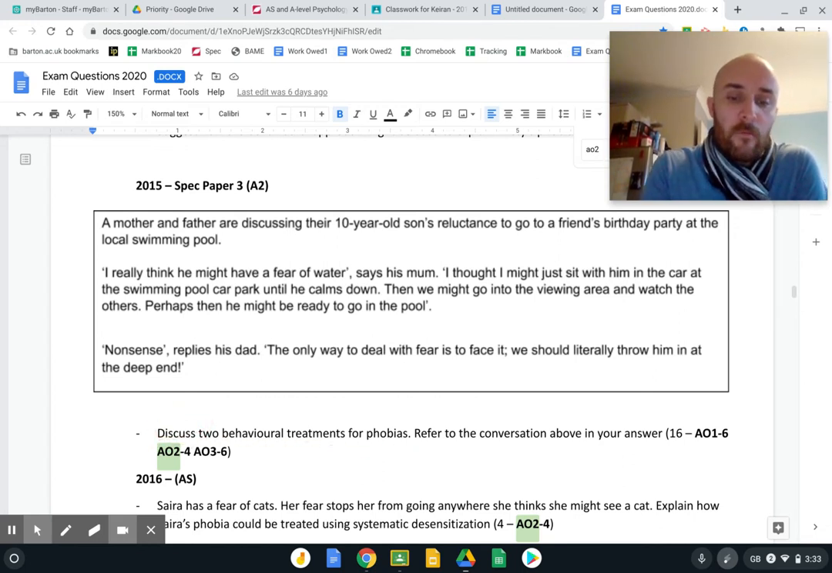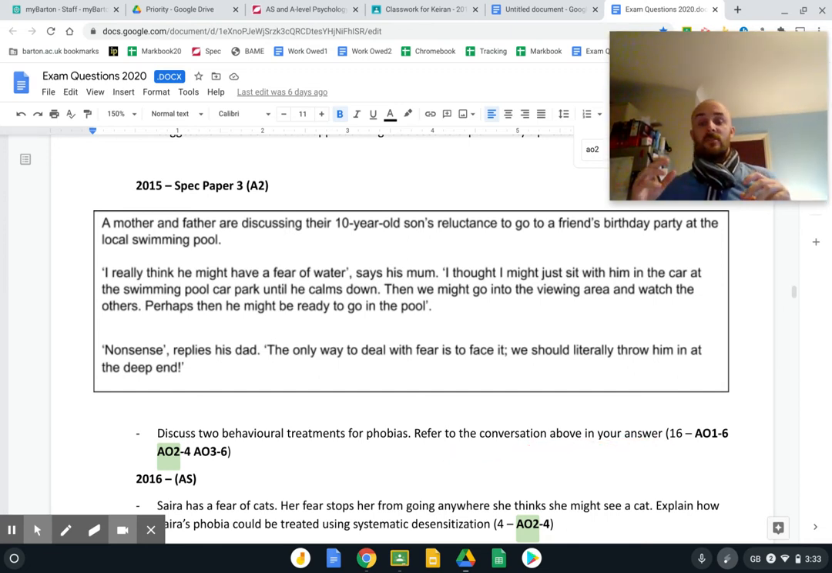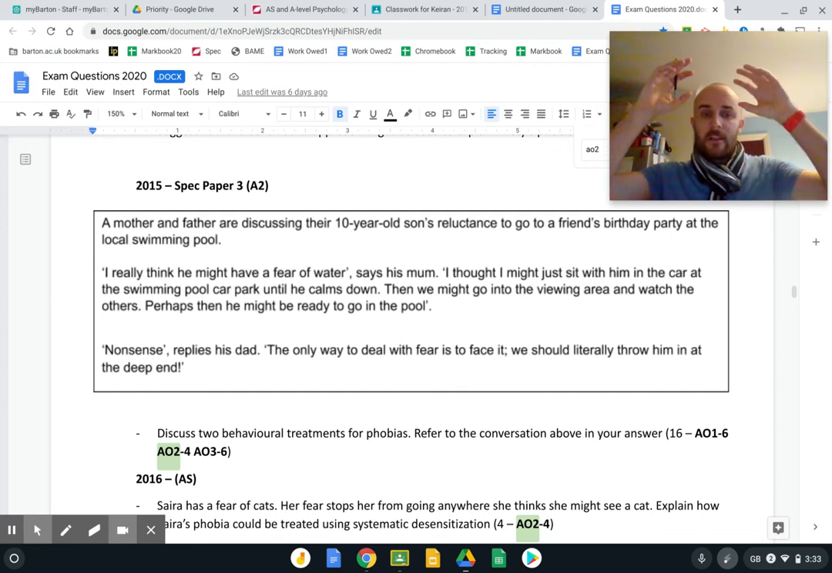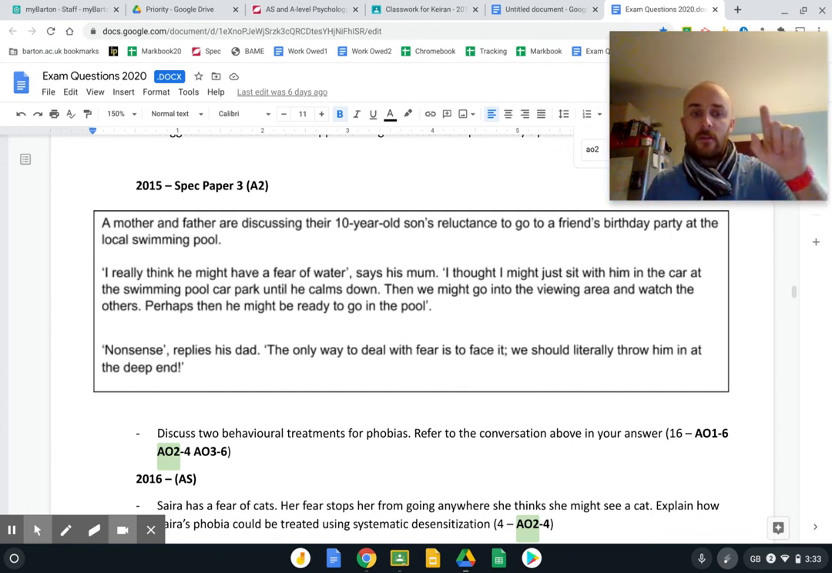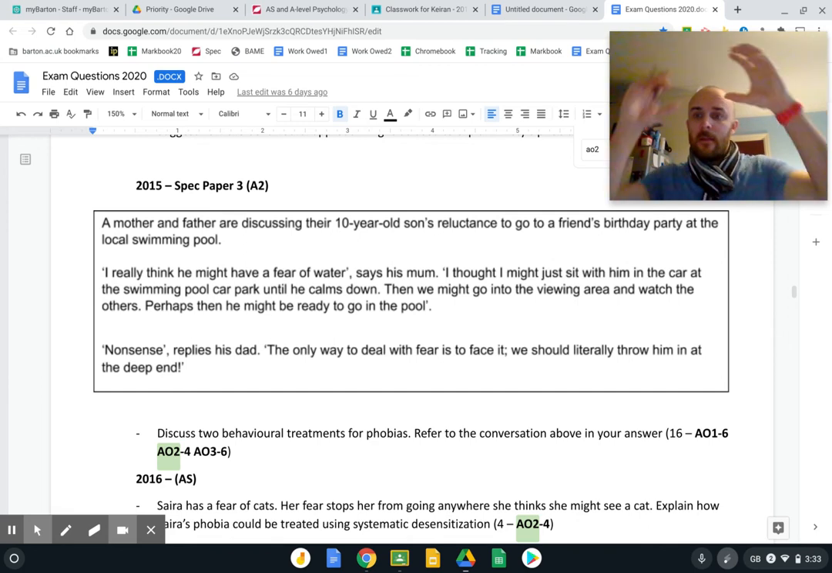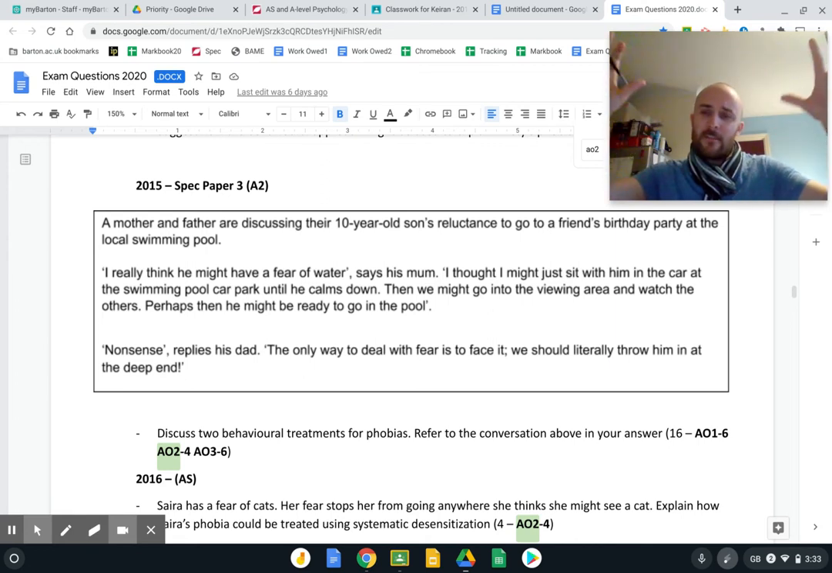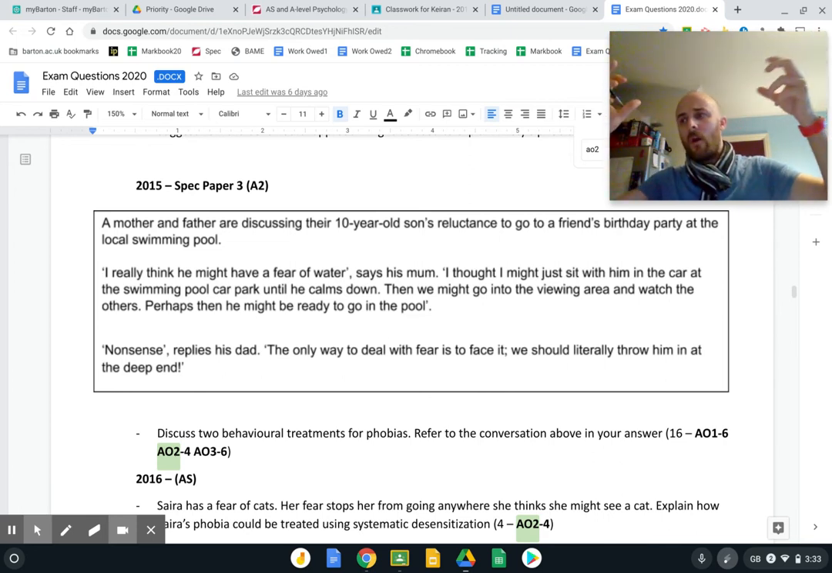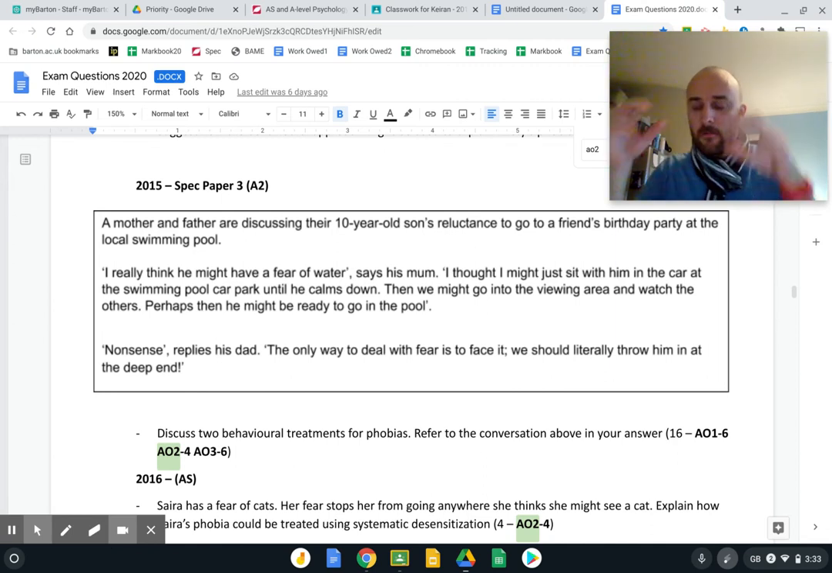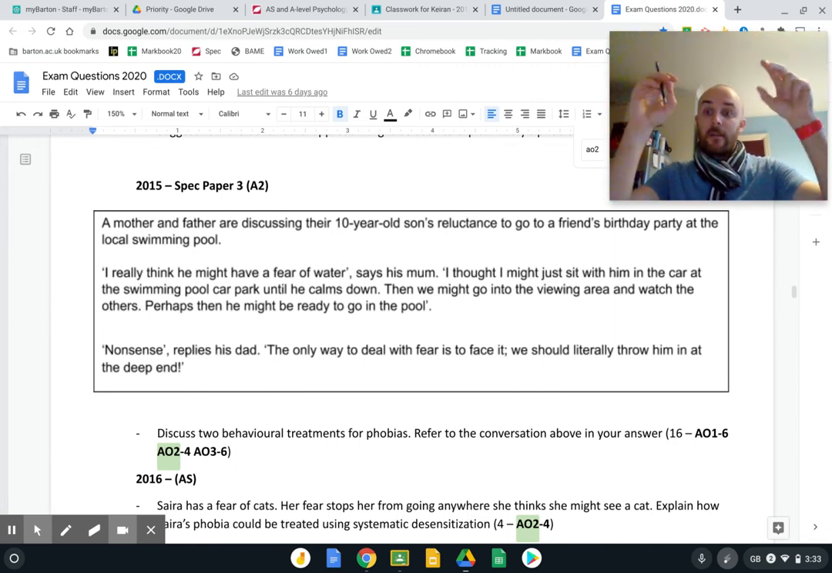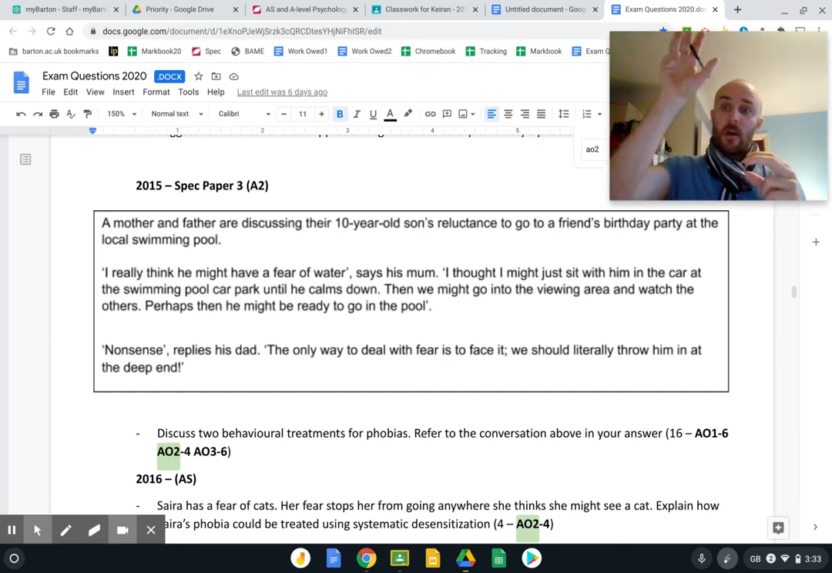Two behavioural treatments for phobias, systematic desensitization and flooding. Where the AO2 comes in is you have to refer to the conversation above in your answer. What I say to students is the first paragraph, AO1, you literally do not talk about the mum, the dad, or the boy who is drowning. In your AO1, you just tell me 3 marks of flooding, 3 marks of systematic desensitization. What we said in the last video: specialist terminology, in vitro, in vivo, hierarchy, graduated exposure. Then a blank line, and then AO2, where you use a lot of these terms.